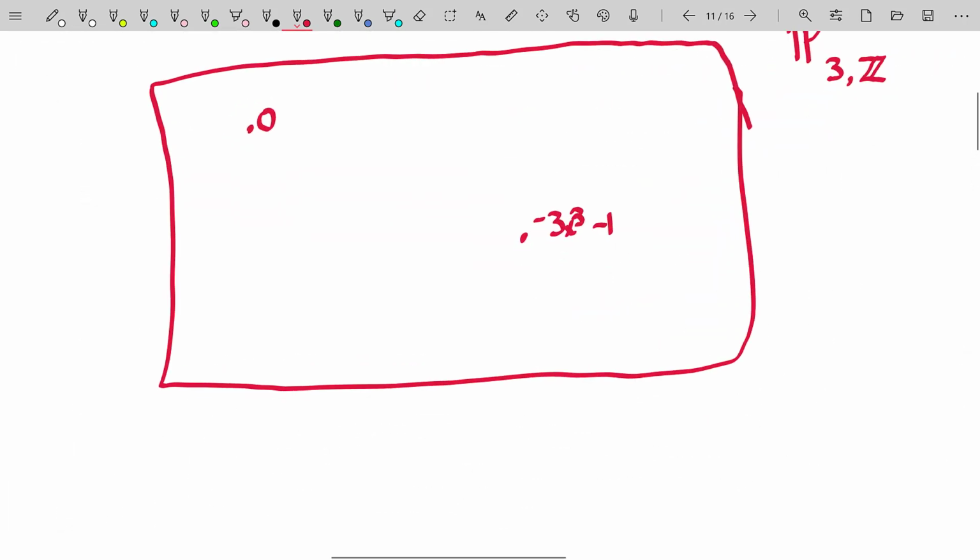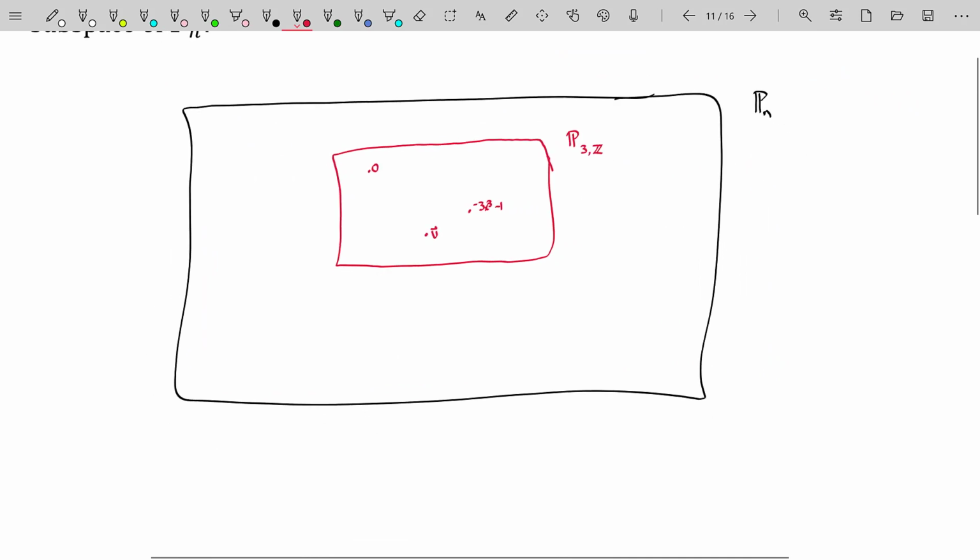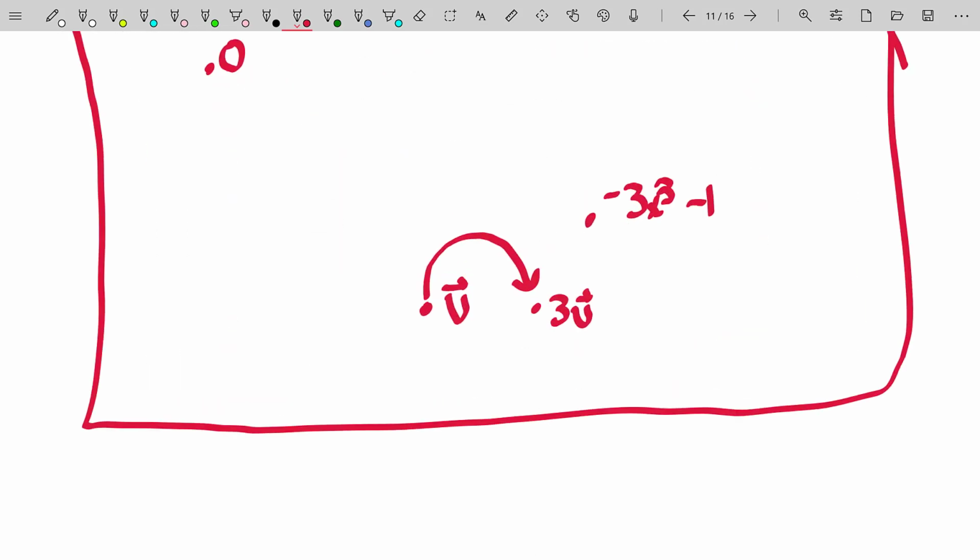Well, let's consider a vector u within this subset. If it's going to be a subspace, then any scalar multiple of that vector u should land directly back into this subset. So for example, 3 times the vector u. Well, since you're multiplying the vector u, which is a polynomial of 3rd degree or less with integer coefficients, by an integer, 3, then the result is definitely another polynomial of degree 3 or less with integer coefficients. So far so good.